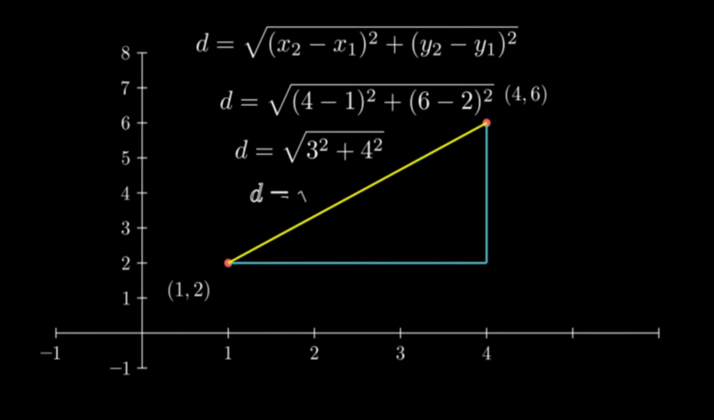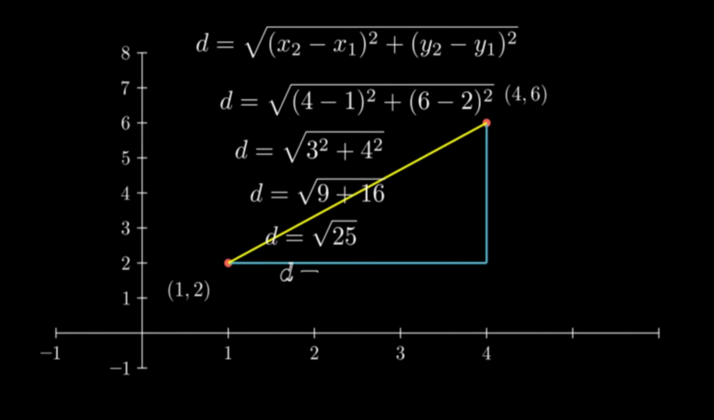Next, we square these differences. 3 squared equals 9 and 4 squared equals 16. These squared terms represent the areas of squares with sides equal to our horizontal and vertical distances. Adding these squared differences, we get 9 plus 16 equals 25. This is the square of our final distance.